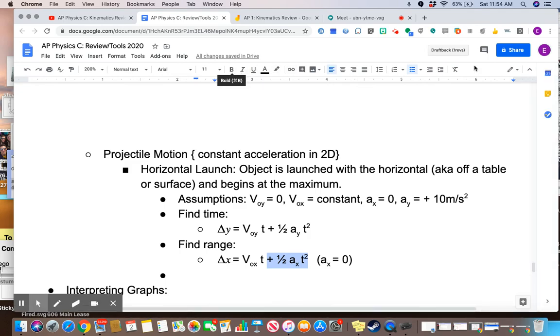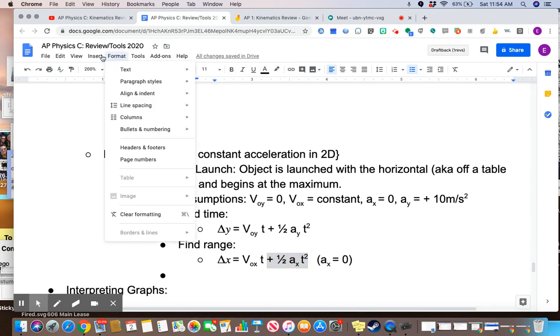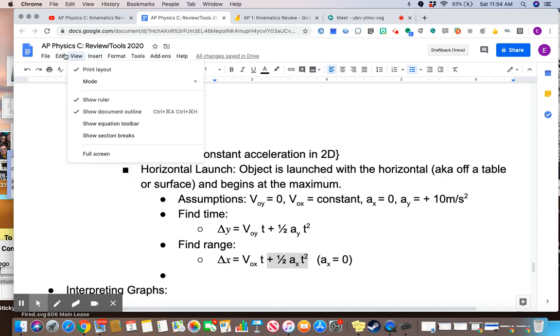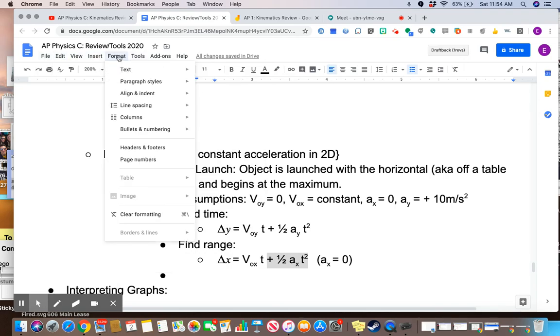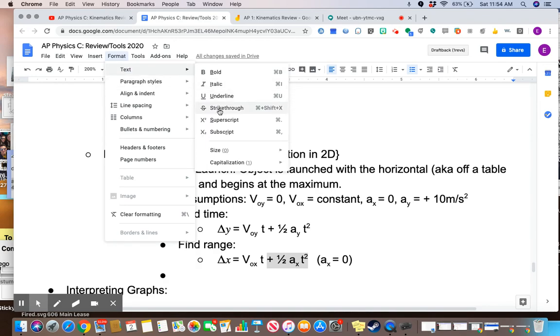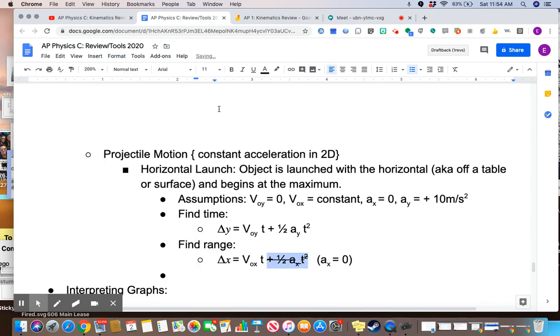Is there a strike through option? There should be. I think it's under format and then text. It's like strike through. Oh, Command Shift X. Okay, thank you. I'm going to do that here too. Command Shift X. There we go.